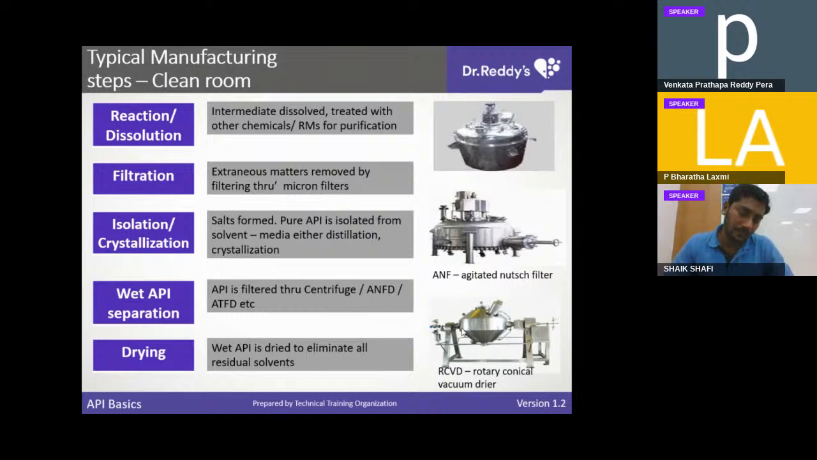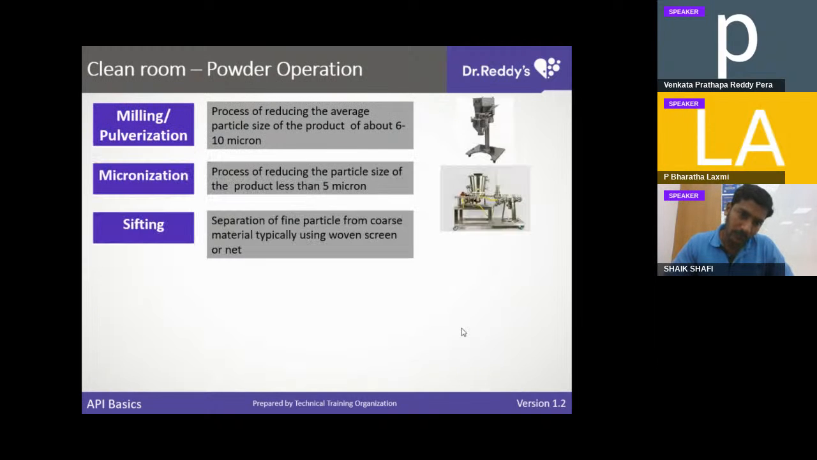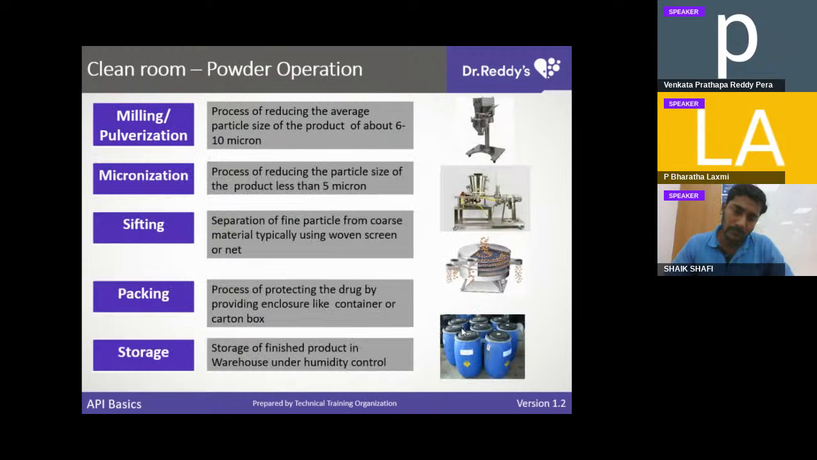Yeah, Maheshwari. One question: what does ANFD stand for? Agitated nutsche filter cum dryer. This is basically used to separate mother liquor and dry the product. It is used for both purposes, filtration and drying.